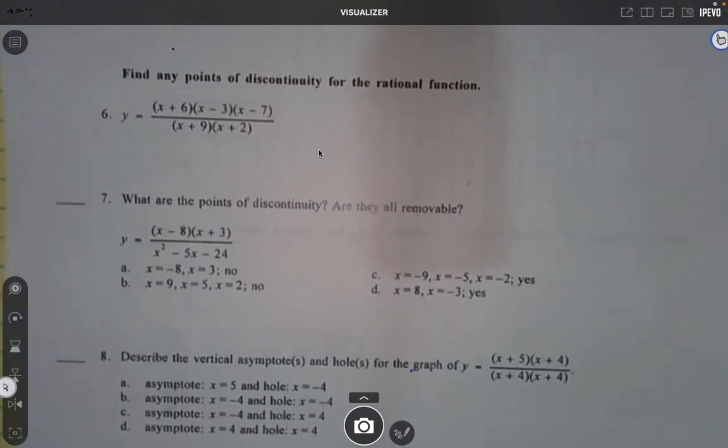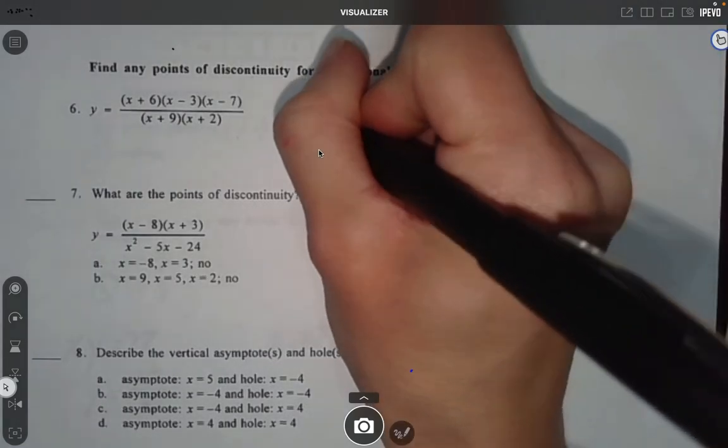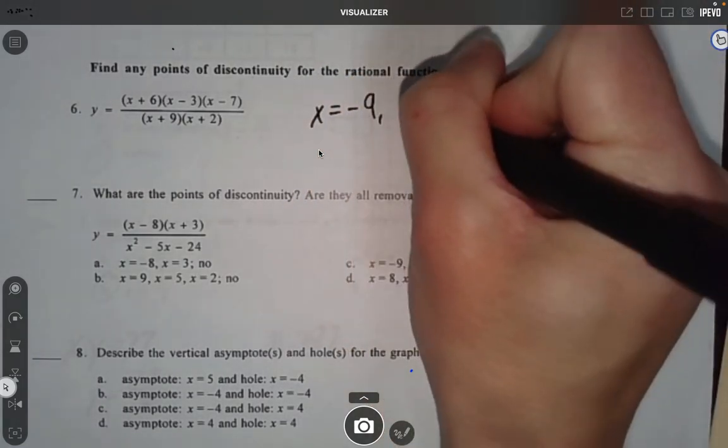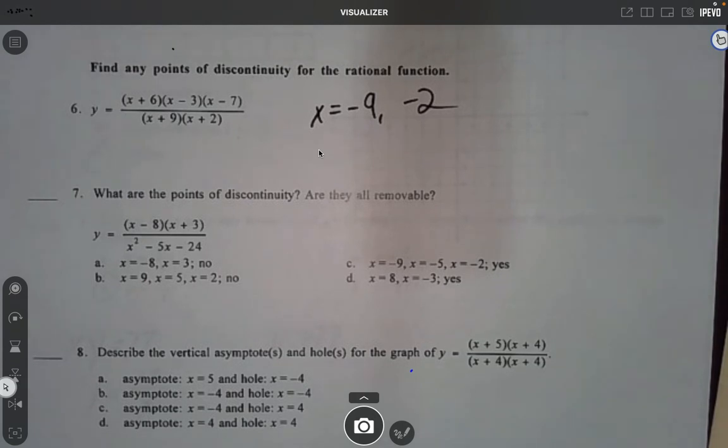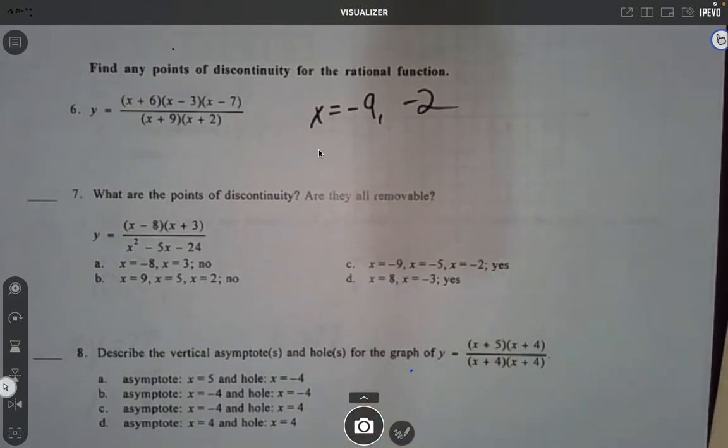Okay. This one, there are points of discontinuity. There's 2 of them. List all points of discontinuity. What are they? -9 and -2. That's all they want. What about if one is canceled out? It's still discontinuity. On discontinuity, that means where do you have to pick up your pencil? That's a hole and an asymptote. So that's both points of discontinuity. Yes, because you still have to pick up your graph to skip the point.